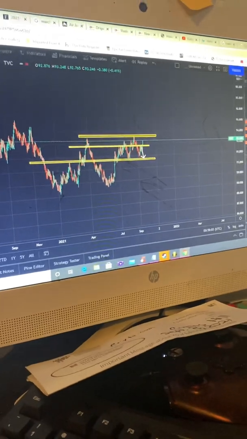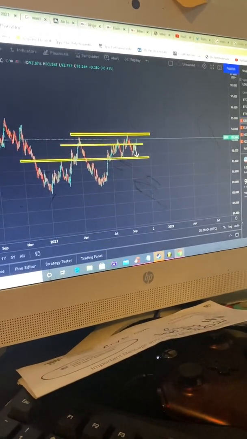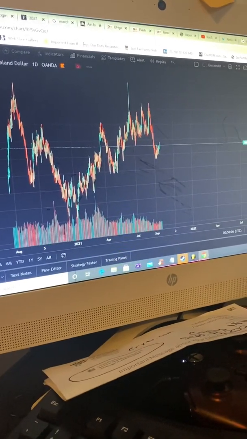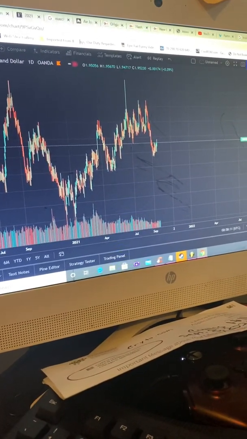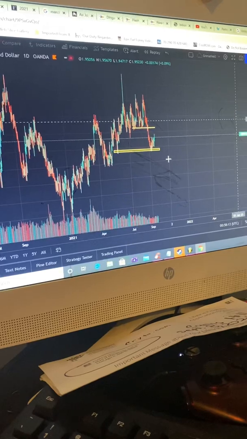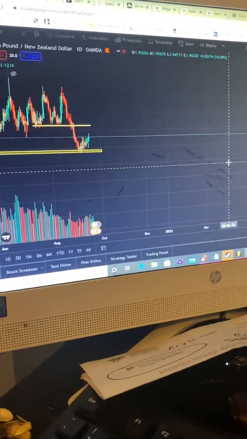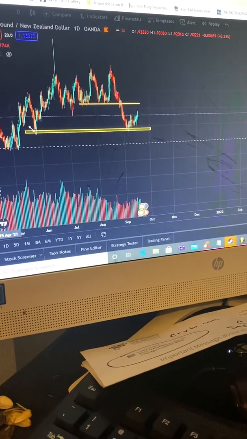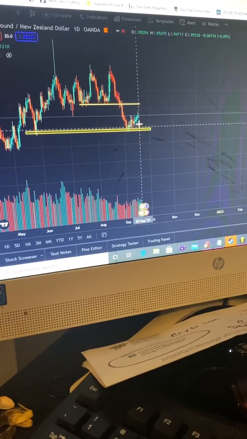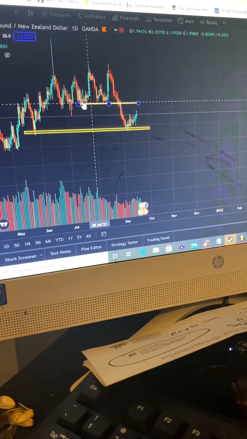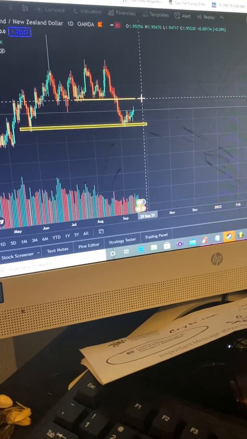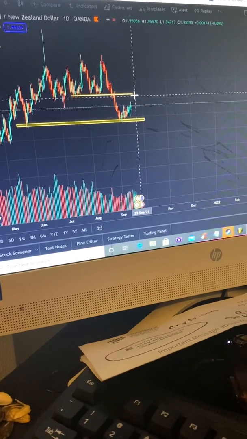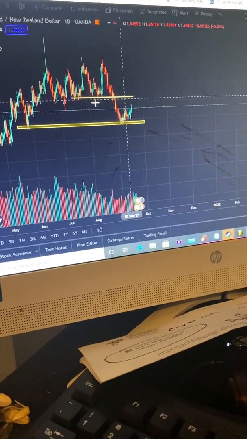I gotta go over my New Zealand trades. So this is GBP New Zealand. If you looked at any of my other analysis, I already told you what was going to happen at this level. It was going to start pushing back and rallying up to this retest area. I'm still in the buy. That's my take profit, to this retest area.